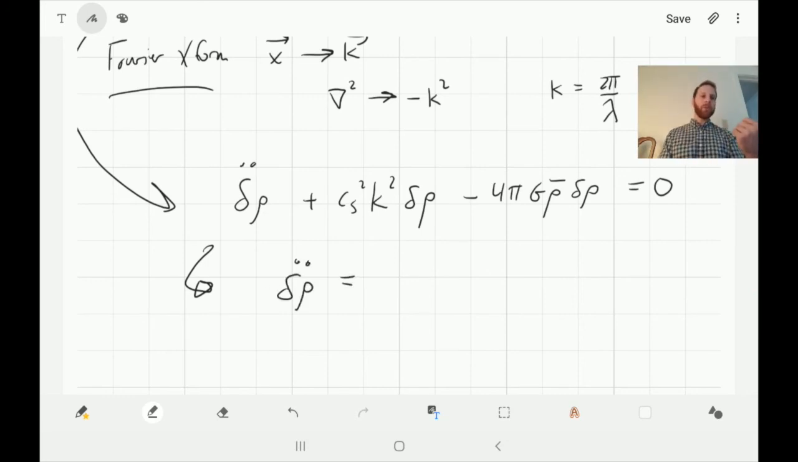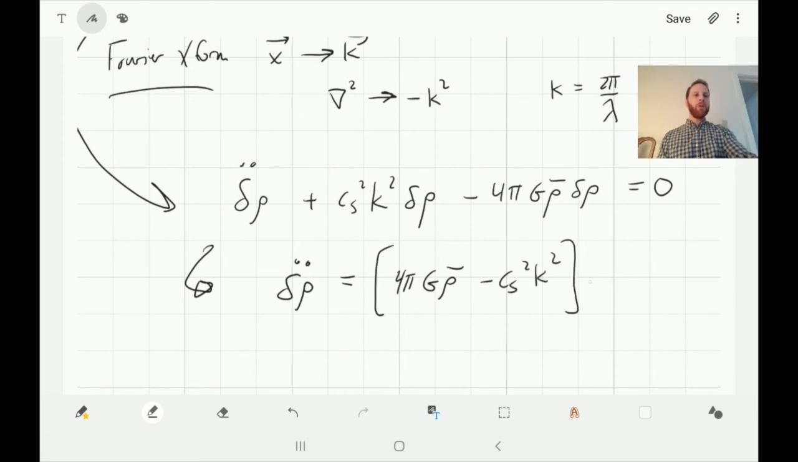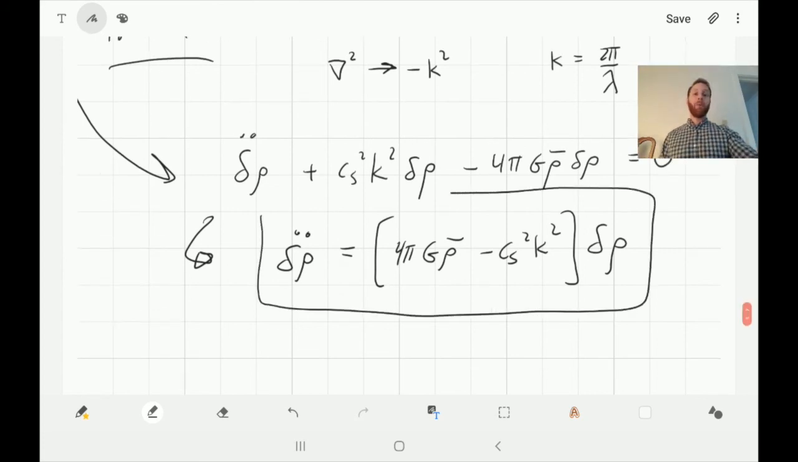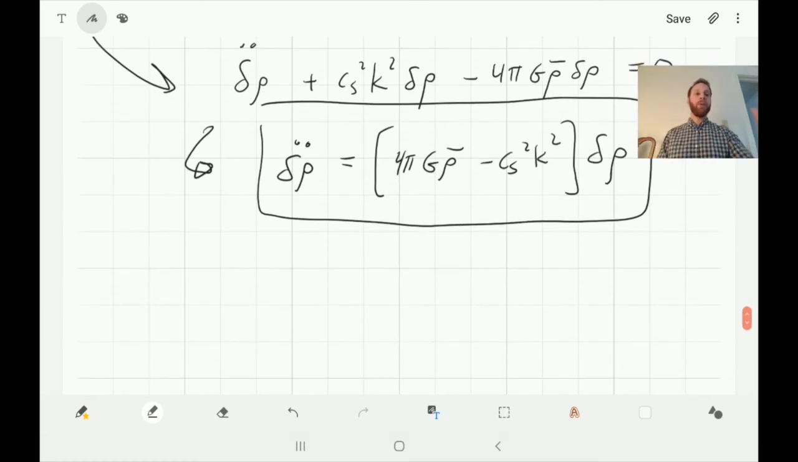I'm going to take these other two terms to the other side and write this as (4πGρ̄ − cs²k²), and this all multiplies δρ. And this will hopefully look familiar. It should look a lot like the equation we saw in the last video. And with any luck, this is the kind of equation that you have seen before.